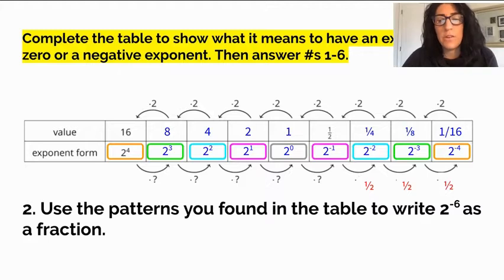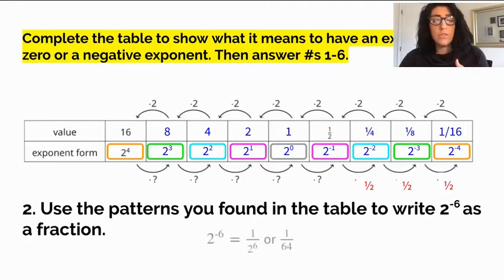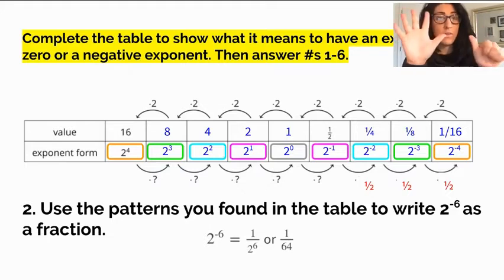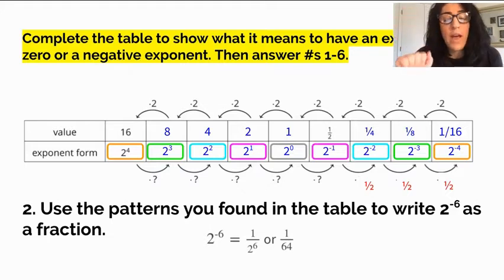Use the patterns you found in the table to write 2 to the negative 6 as a fraction. Well, if we were to continue that comparison, 2 to the negative 6 is the same as saying 1 over 2 to the 6. Which again, we're multiplying a half times a half times a half times a half times a half times a half. So 6 times, that's 6 factors that we're multiplying together. Or we would just write that as 1 over 64.